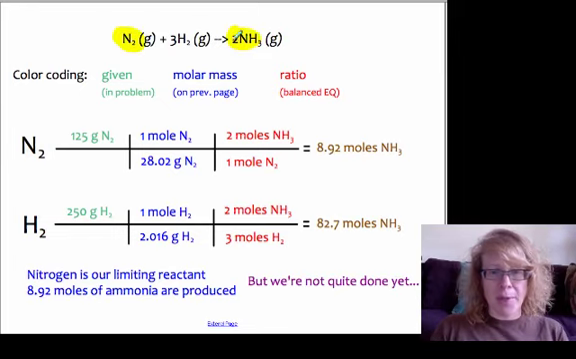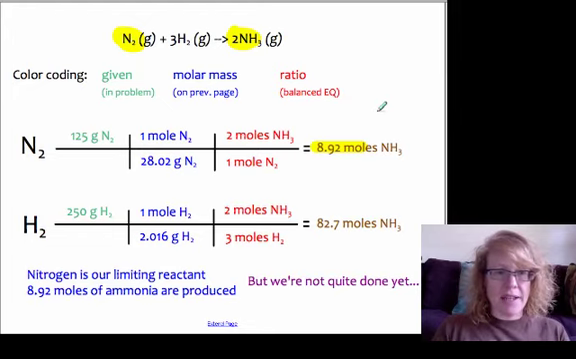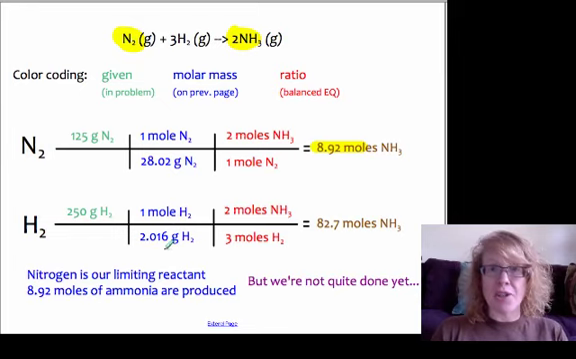So there's our 2-to-1 ratio. And when we do that calculation out, we predict that we could make 8.92 moles of ammonia. We go through the same process with hydrogen gas. We start off with 250 grams of hydrogen gas. Hydrogen gas is about 2 grams per mole, again, because it's H2, so we have to add 1.008 times 2.